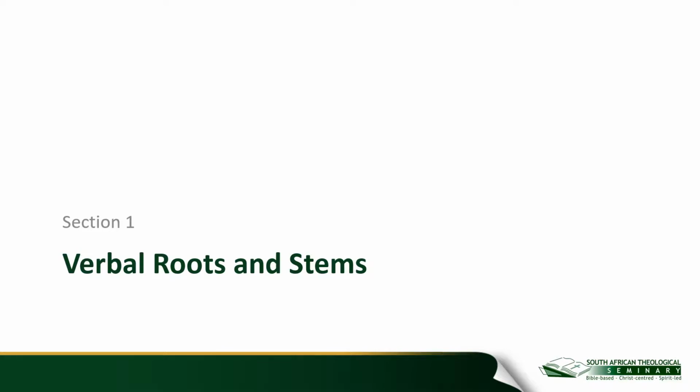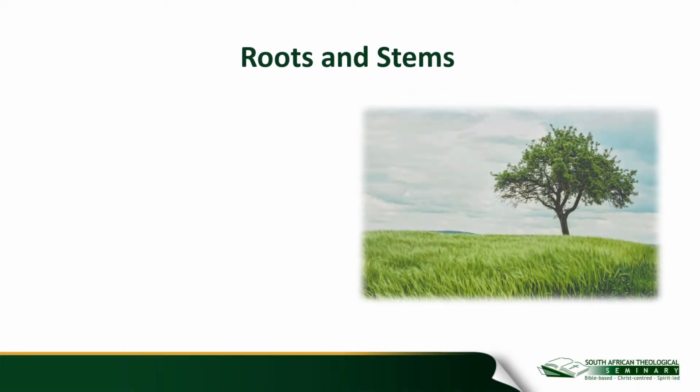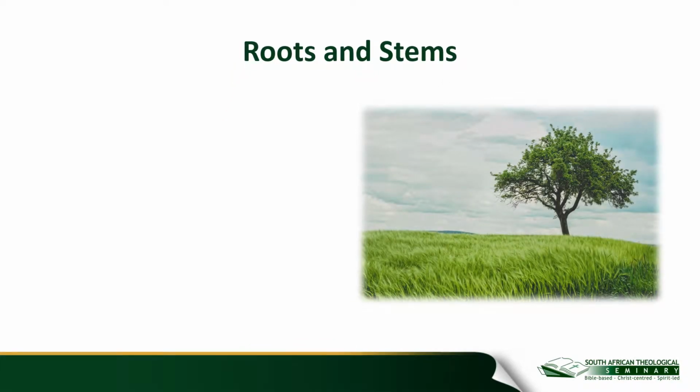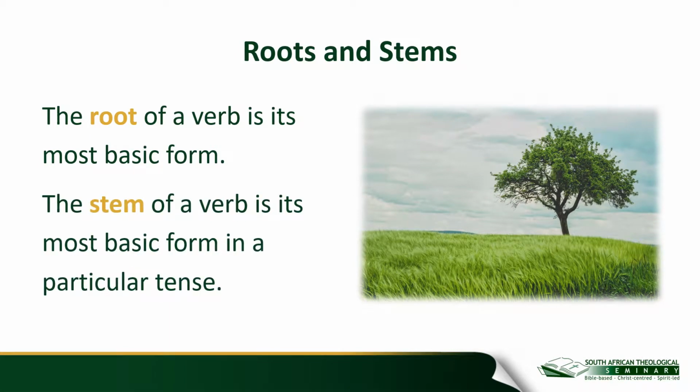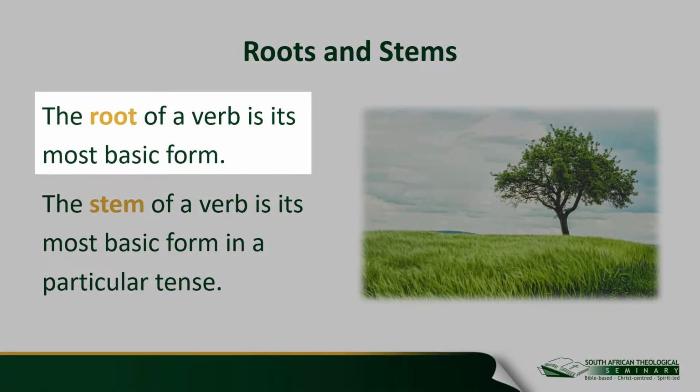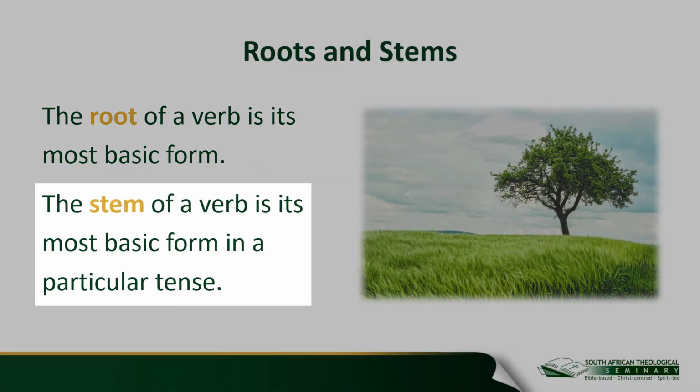Section 1. Verbal roots and stems. Let us begin with some critical definitions. The root of a verb is its most basic form. The stem of a verb is its most basic form in a particular tense. I'll say that again. The root of a verb is its most basic form. The stem is the most basic form of the verb in a particular tense.